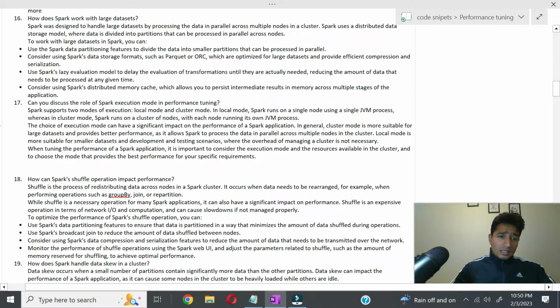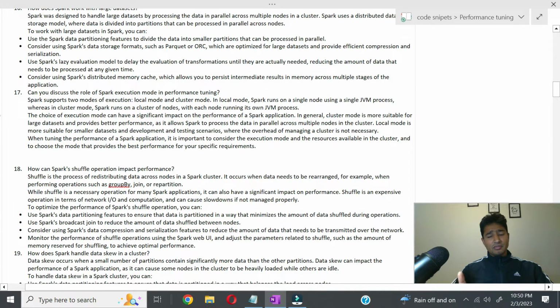How Spark works with large data sets. We have covered it in the last video as well, but let's see here. Spark was designed to handle large data sets by processing data in parallel across multiple nodes in the cluster. Spark uses a distributed data storage model where data is divided into partitions that can be processed in parallel across nodes. To work with large data sets in Spark, you can use the Spark data partitioning feature to divide the data into smaller partitions that can be processed in parallel.